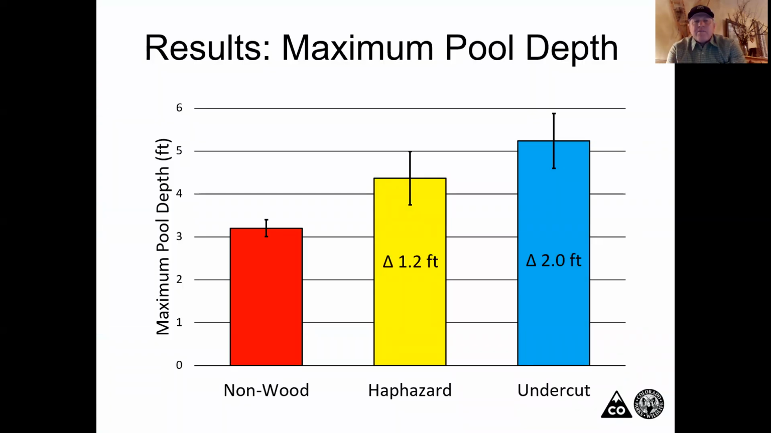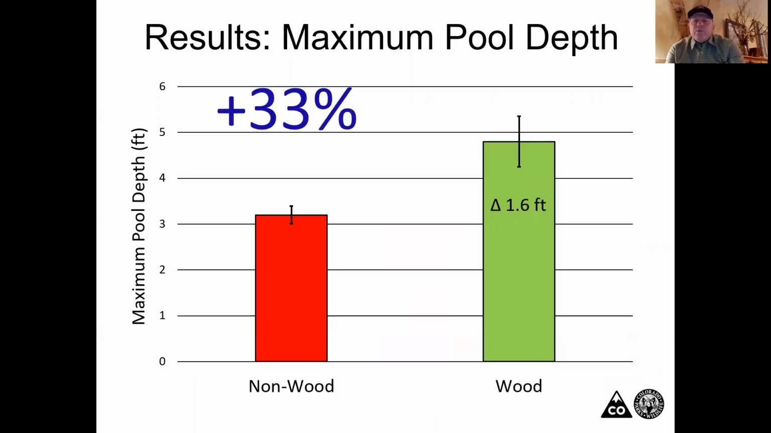So this is a plot of all the different treatments we measured. There's a sample size of 3 in each of these different treatment groups: non-wood, haphazard, and undercut. And we found that both haphazard and undercut tow wood treatments were significantly deeper than the non-wood pools. So we were able to demonstrate that, yes, if we use tow wood, we can establish deeper pool habitat. Because we didn't find a difference between undercut and haphazard treatments, we combined those and we estimated about 1.6 foot deeper pools in the wood type of pools compared to non-wood.